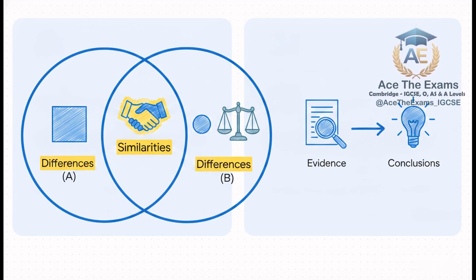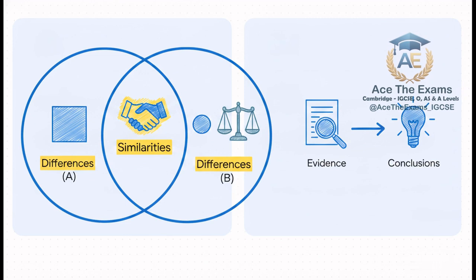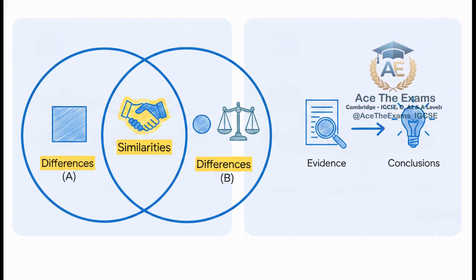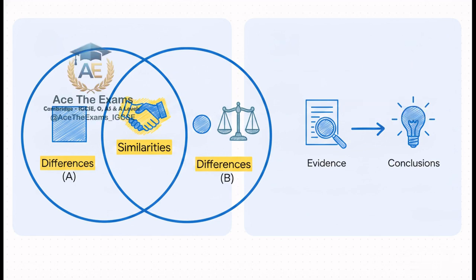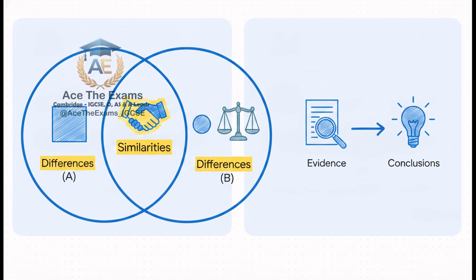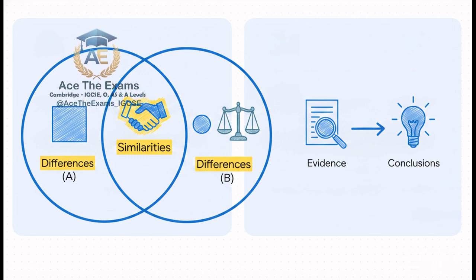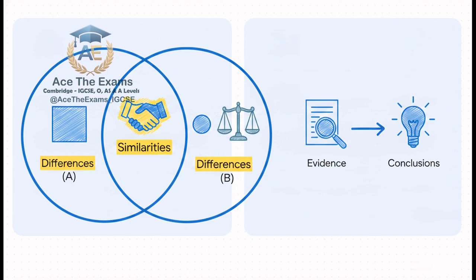You'd say, similarly, both a compiler and an interpreter translate high-level code so the CPU can execute it. However, whereas a compiler translates the entire batch prior to execution, an interpreter translates it line by line concurrently. You must support each point with evidence from the given scenario and then draw conclusions about why that specific difference actually matters for the company in the prompt.